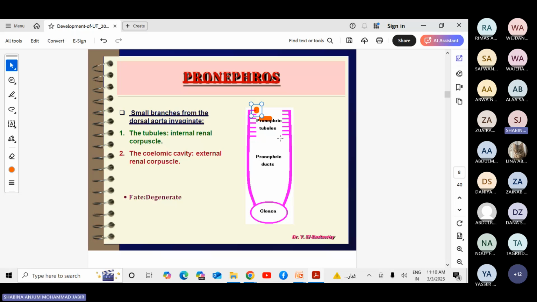What will happen to this? In human beings, it will degenerate. In fishes and others, when it is present, the tubules will form the internal renal corpuscles and external renal corpuscles.